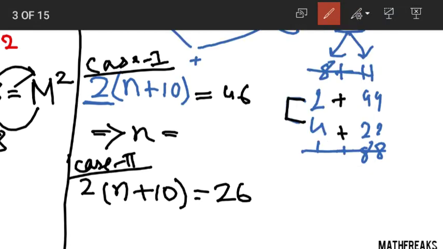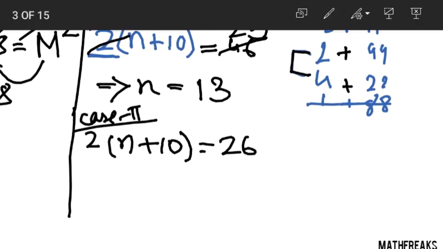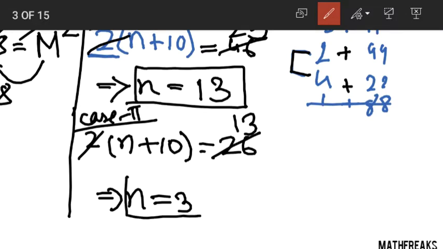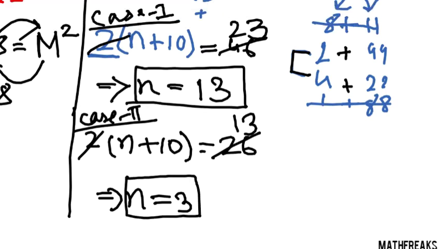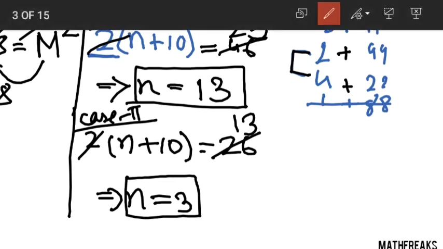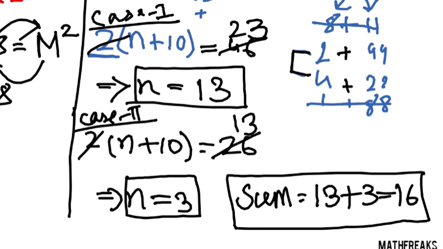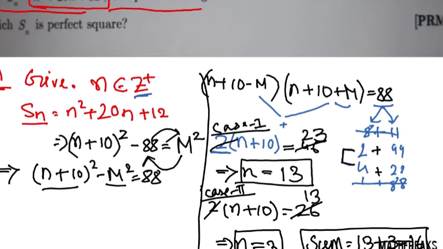So do the steps, okay? If you divide, this will be 23, and 23 minus 10 is 13. Sorry, I'm extremely sorry. So the next case is, divide 13 and simply you would get n as 3. So these are the two possible values of n for which the expression would be a perfect square. So the sum would be 13 plus 3, which is equals to 16. And your answer, I hope that it is 16.